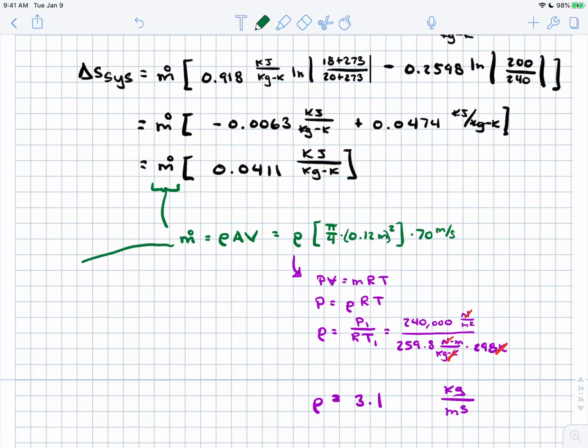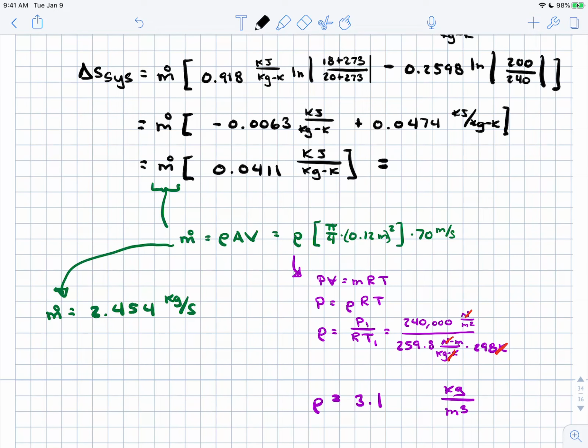With that information, I can calculate the mass flow rate. Mass flow rate is 3.1 times pi over 4 times 0.12 squared times 70. I calculate the mass flow rate to be 2.454 kilograms per second.